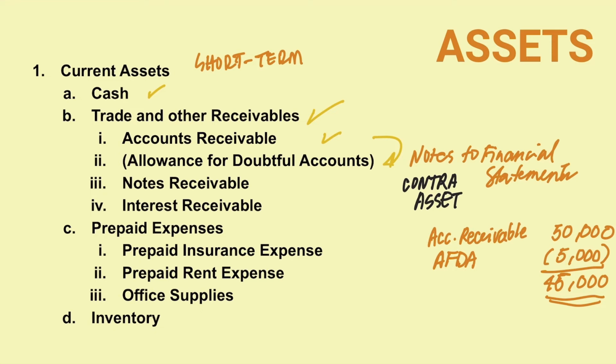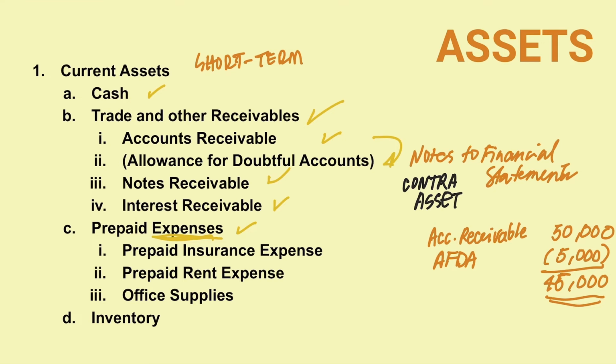Next, we also have notes receivable. And we also have interest receivable. Another account are the prepaid expenses account. So do not be fooled. This is not an expense account. Prepaid expenses are under the current assets. So by the term itself, prepaid expense means these expenses are already paid and it's recorded under the current assets because it's not yet used.